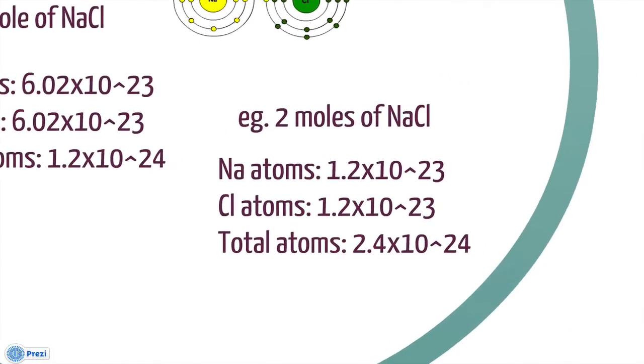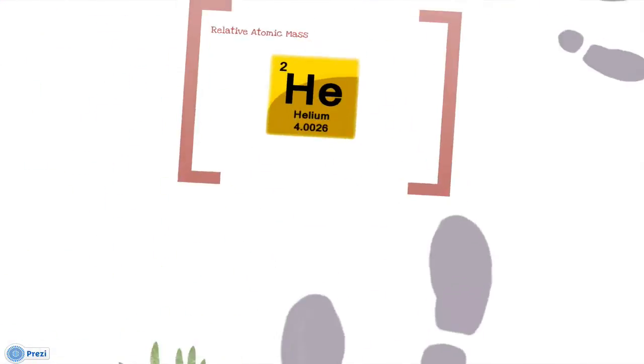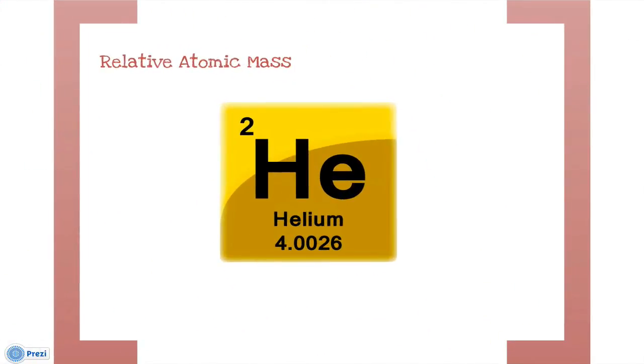Also, if you have 2 moles of sodium chloride and you need to find out the total number of atoms in it, you'd multiply that by 2 again. So the answer would be 2.4 times 10 to the power of 24 atoms. Alright, so that wasn't so bad. Now we know how to count the number of atoms in moles.